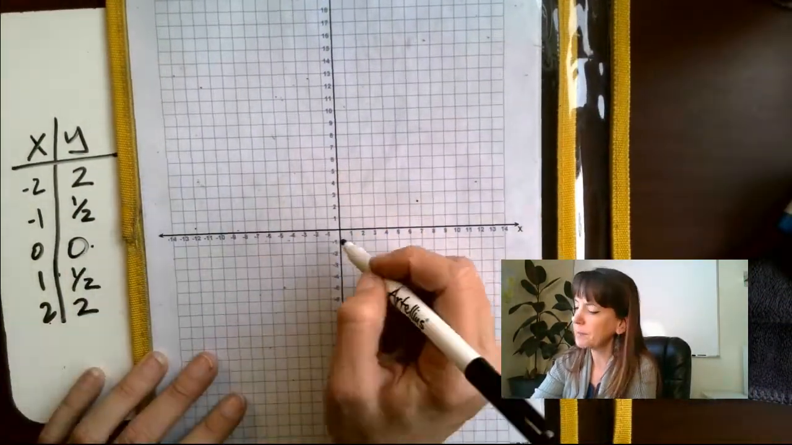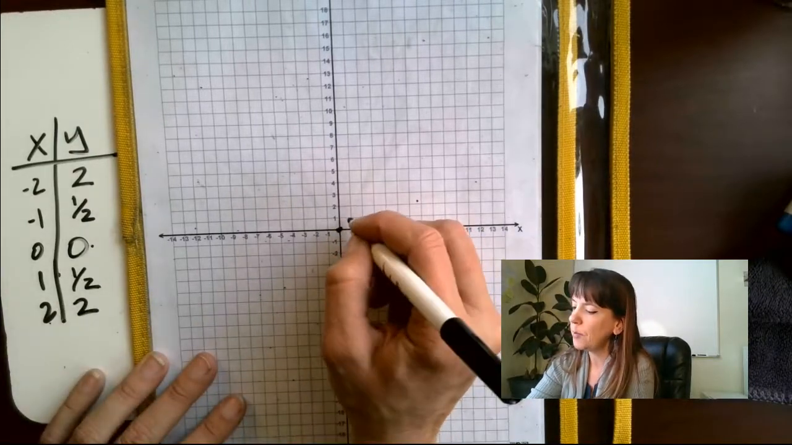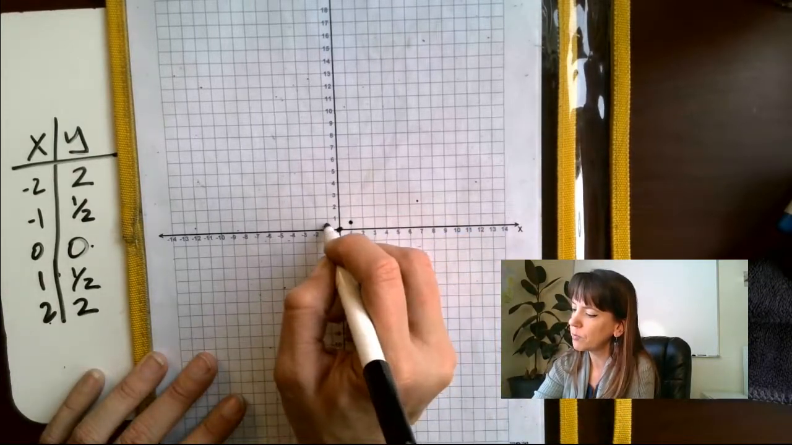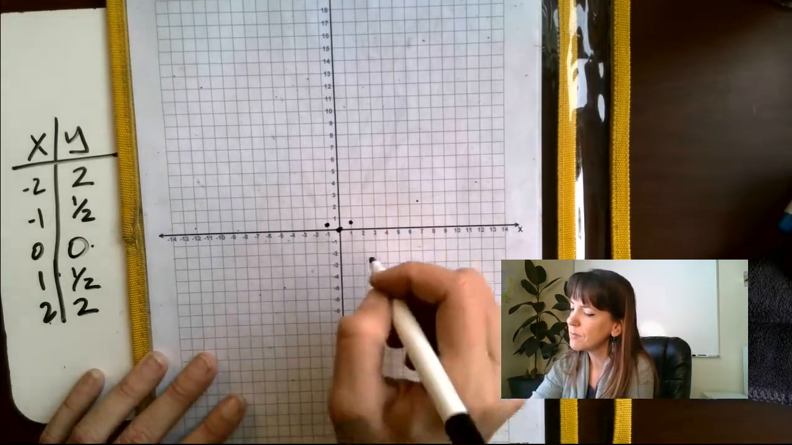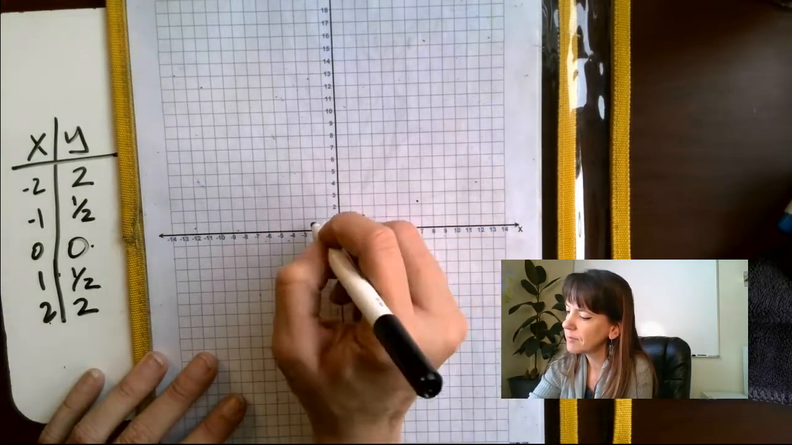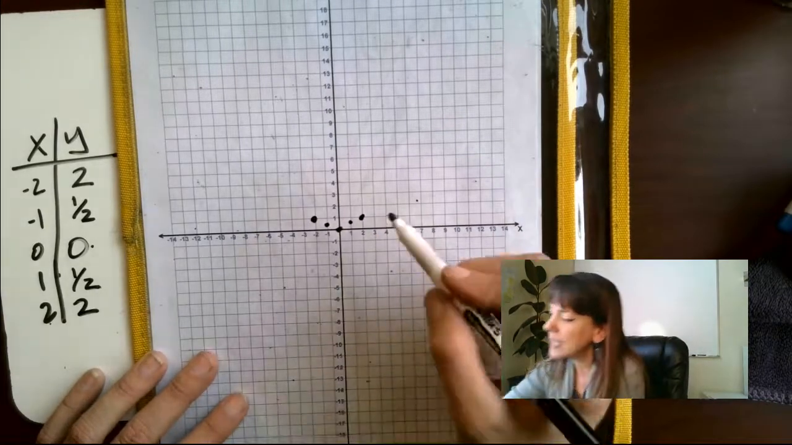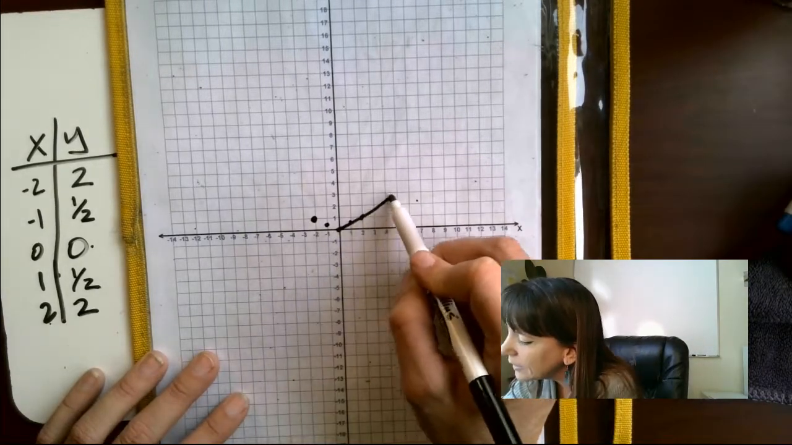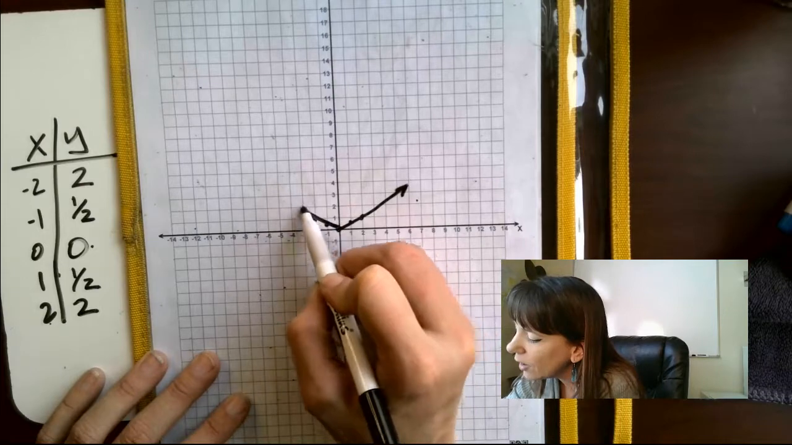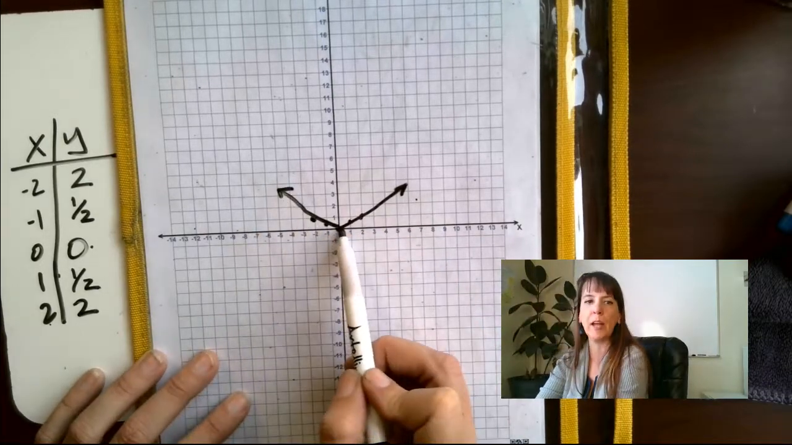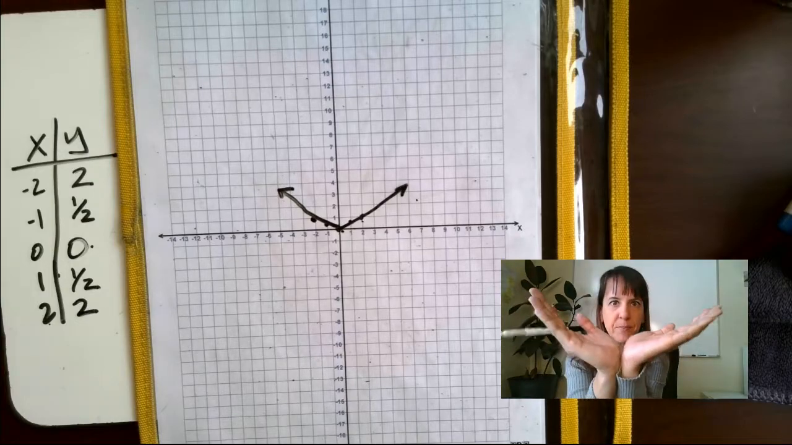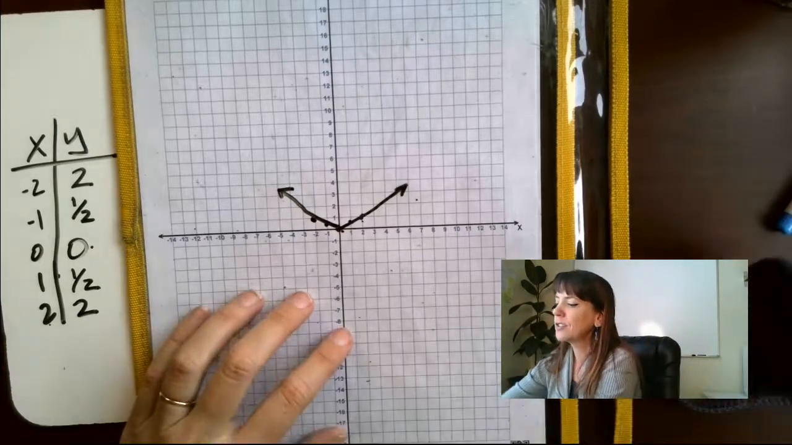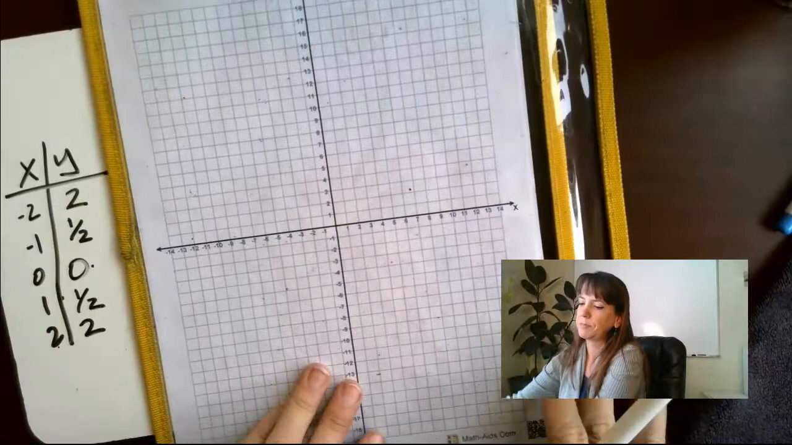0, 0 right here, right? Now we go over 1, up 1/2. Bam. Over right here. Over 2, up 2. Right there. All right, so we can see that this is already going to be fatter than our other parabola. Because remember, our old pattern was over 1, up 1, over 1, up 3. So do you see how it's much fatter, right? Instead of like this? All right, so then let's try a skinny one.